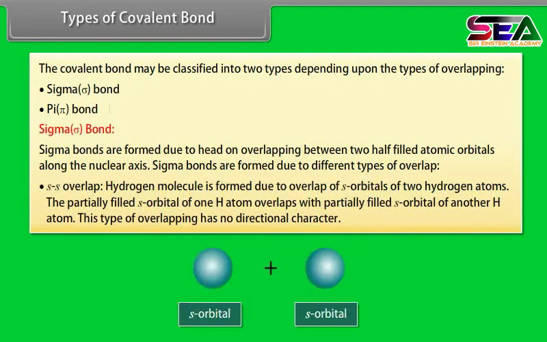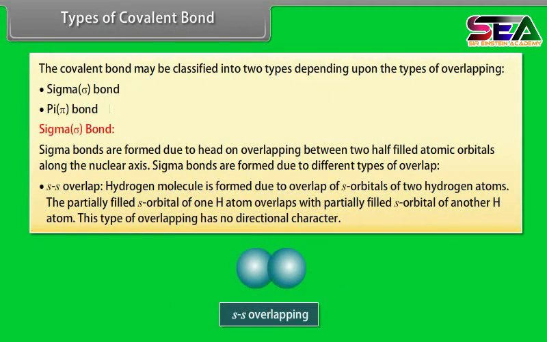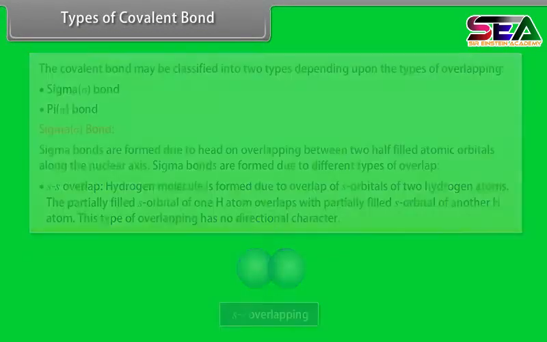SS overlap. Hydrogen molecule is formed due to overlap of s orbitals of two hydrogen atoms. The partially filled s orbital of one H atom overlaps with partially filled s orbital of another H atom. This type of overlapping has no directional character.